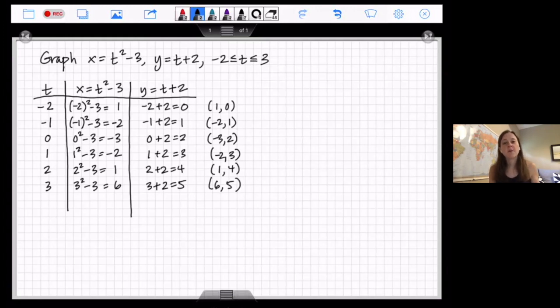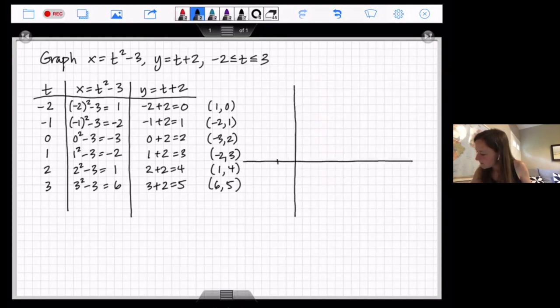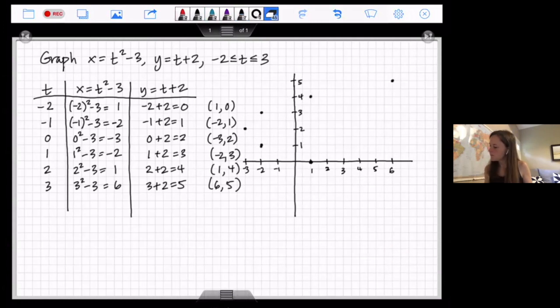All right, so now I'm just going to go make an xy plane and graph my points. All right, so there are my 6 points that I've plotted. And if you kind of turn your head to the side, you can see that it has a parabola shape to it. So I'm going to go ahead and fill that in.